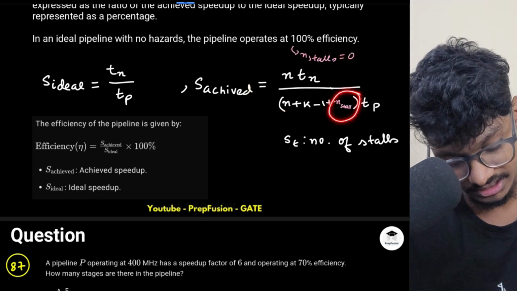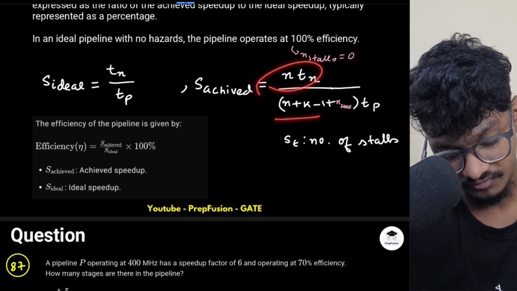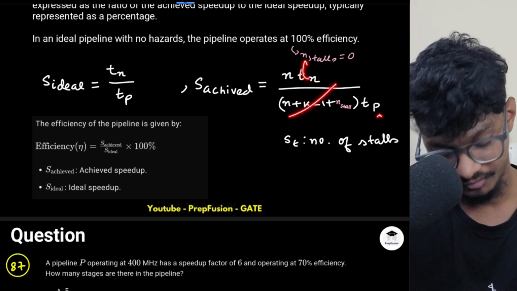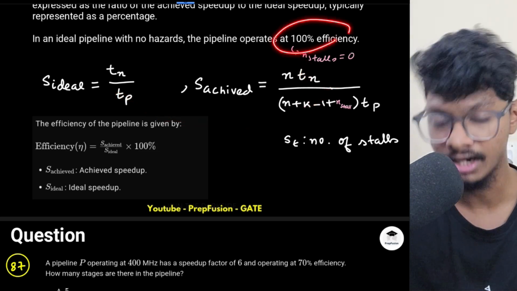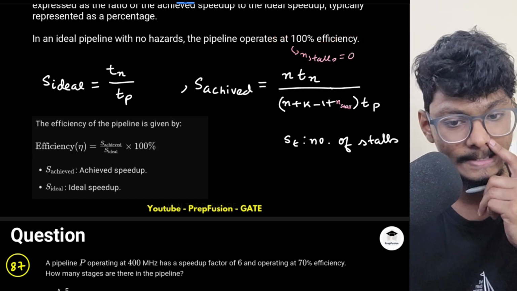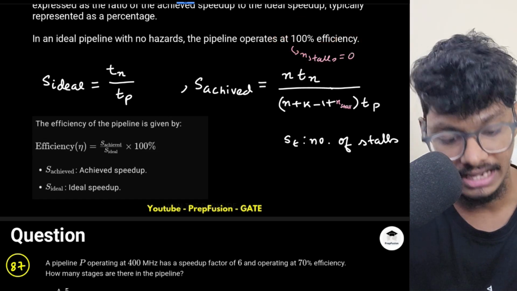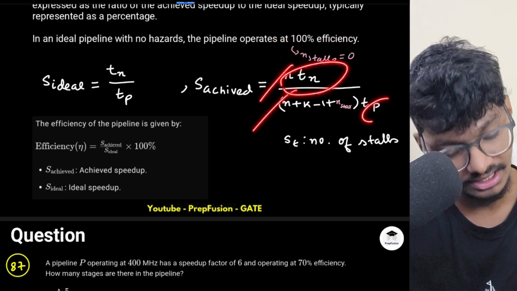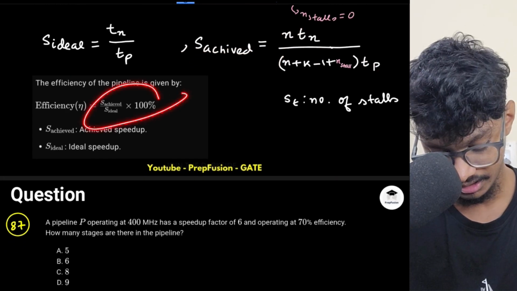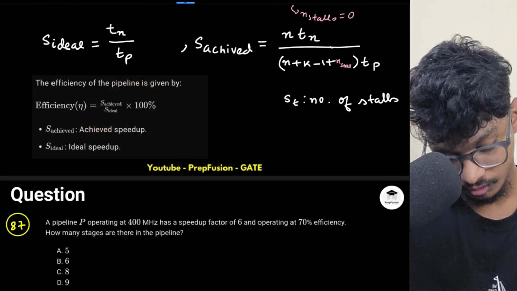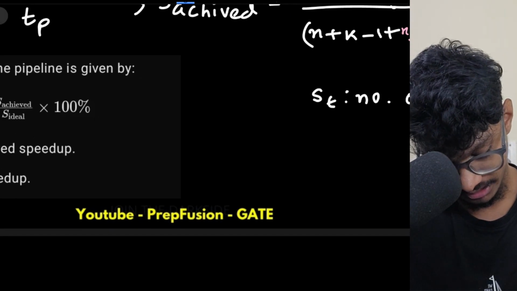Now if stalls is 0 and my n is tending to infinity, what will happen? This will be Tn by Tp, which equals S ideal. Then my efficiency is 100%. That's why it is written 100% if the stalls is 0. If stalls is 0 and n is very high, this n gets cancelled, it is Tn by Tp, S achieved equals S ideal, hence my efficiency is 100%. This should be stalls, right?